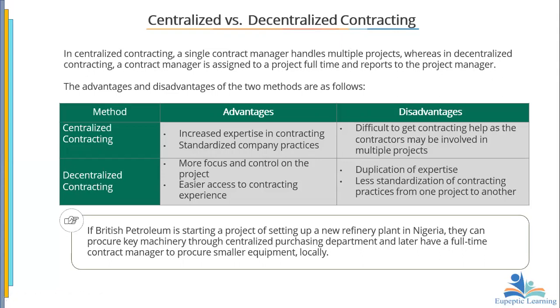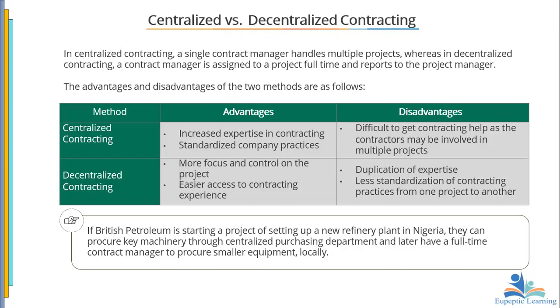Okay. So we are looking at centralized versus decentralized contracting. We are saying that in centralized contracting, a single contract manager handles multiple projects. However, in decentralized contracting, the contract manager is assigned to a project full-time and reports to the project manager. This is an area you should look at in the exams. What it means is that in centralized contracting, the contract manager handles several projects, so he has visibility over more than one project.